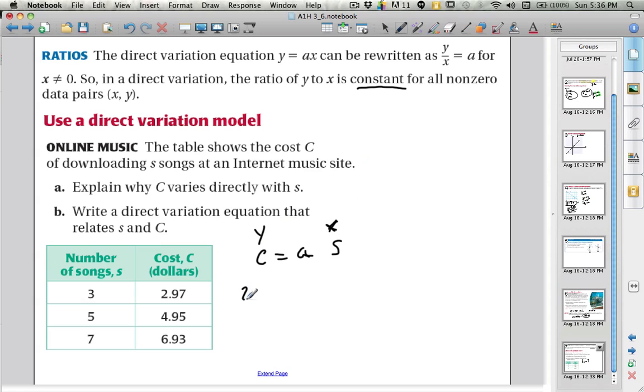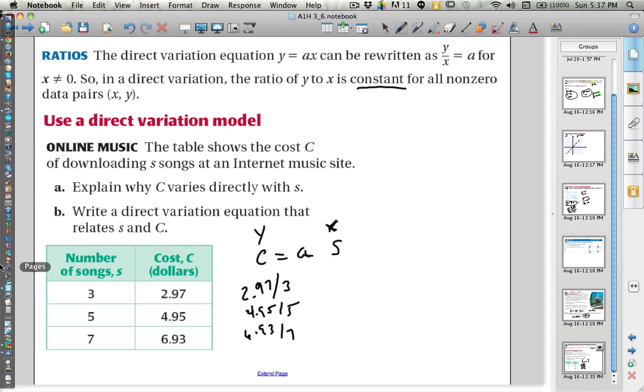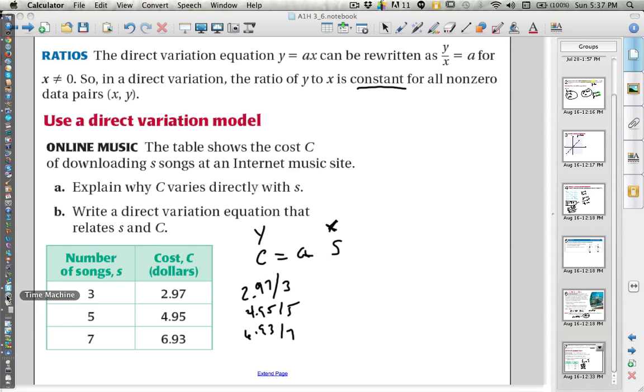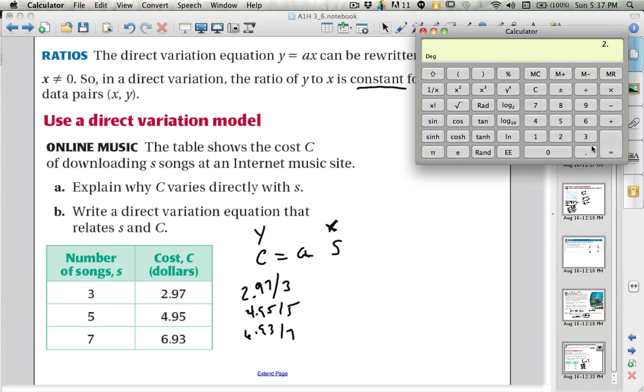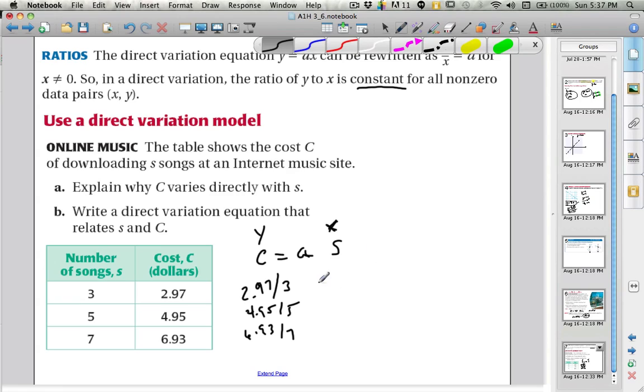So I know that 2.97 divided by 3 should also be equal to 4.95 divided by 5, which should be equal to 6.93 divided by 7. So I'm going to go ahead and use a calculator to do that. And let's just make sense. 2.97 divided by 3 is 99 cents. Okay, so in this case, A is equal to 0.99.